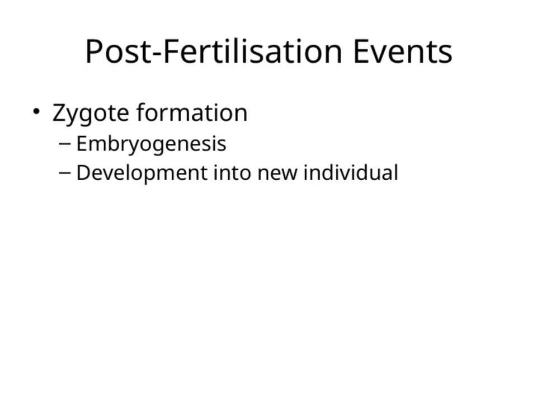As the embryo grows, it develops into a new individual, with complex structures and functions forming over time. These post-fertilization events are crucial because they transition us from a single fertilized cell to a fully formed organism. Understanding these steps helps us appreciate the incredible complexity and precision involved in human development.